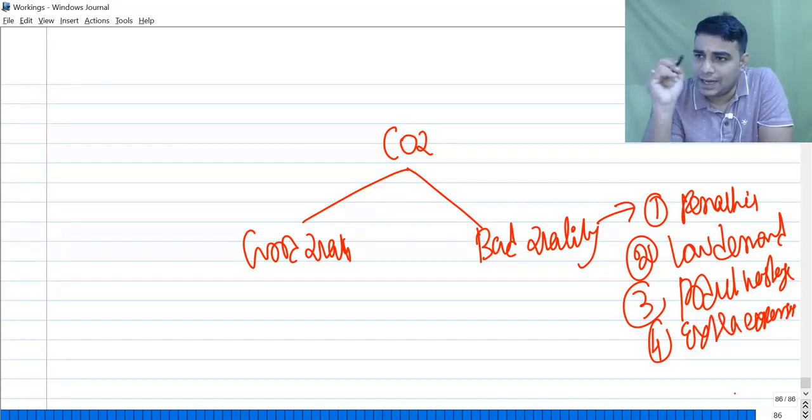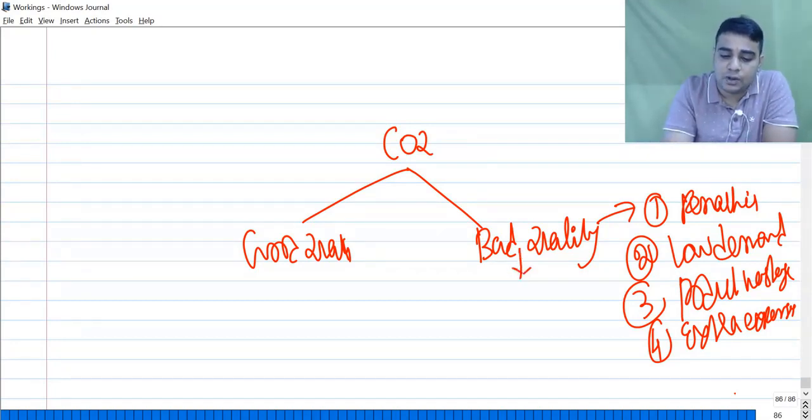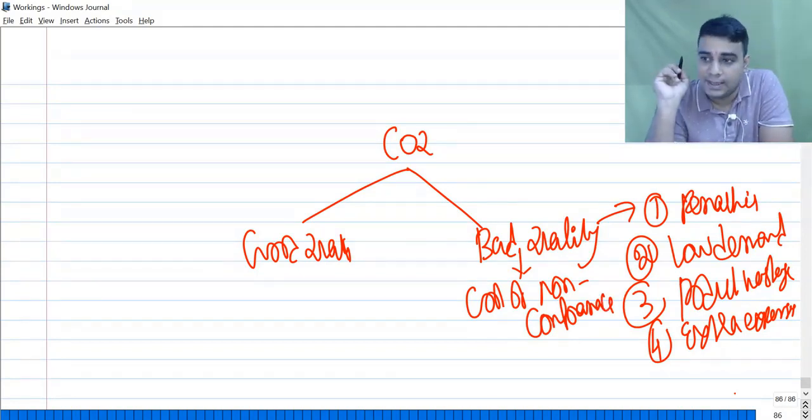So there is a cost attached with the bad quality: penalties, low demand, product wastage, extra expenses, loss of goodwill, loss of brand strength, all those are issues. Some scrap can be there. So bad quality is called cost of non-conformance. This is the technical name. What is non-conformance? Your product is not meeting the quality standard. If it does not meet the quality standard, you will incur something called cost of non-conformance.